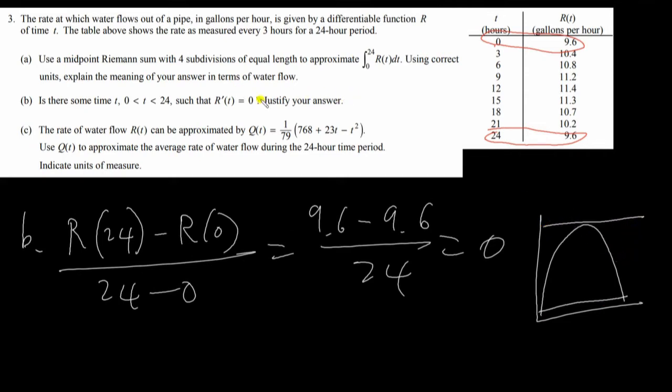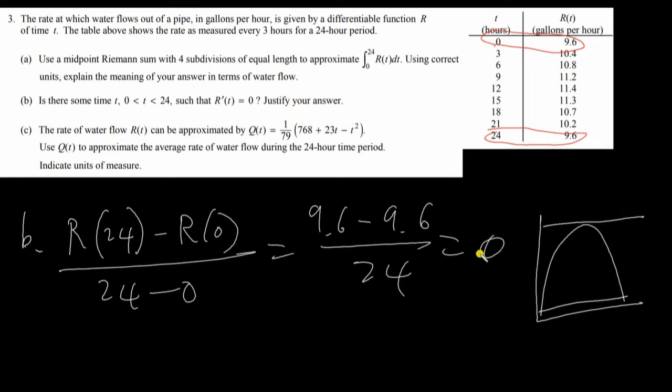So we justified our answer and said yes, there is some time t where 0 is less than t is less than 24, such that r prime of t is equal to 0. That was just a 1 point question. You'd get 1 point for correctly saying the right response and for justifying it. Okay, so let's look at part C.